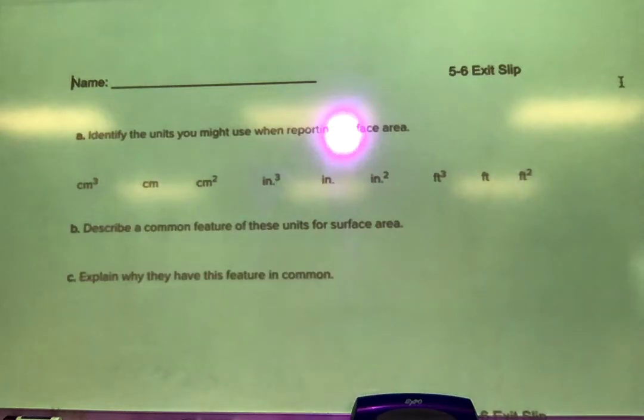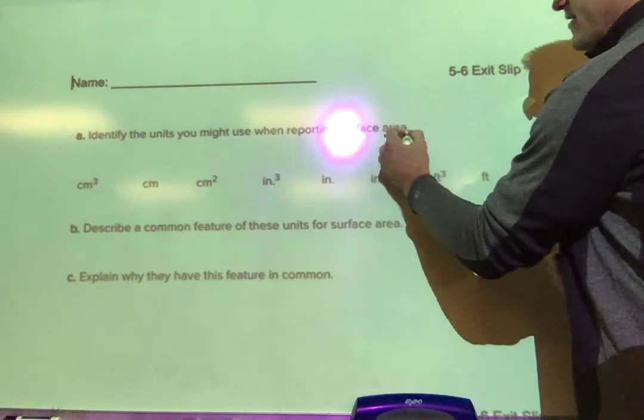All right, in lesson 5-6, we were dealing with surface area and starting to explore finding surface area and some features of surface area. So the first thing in part A here we're supposed to do is identify the units you might use when reporting surface area. And I know when surface area, we're just talking about area.